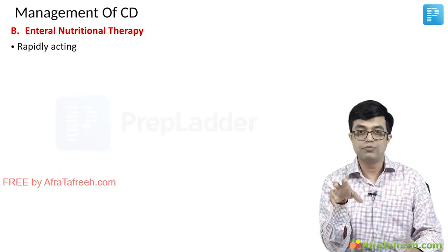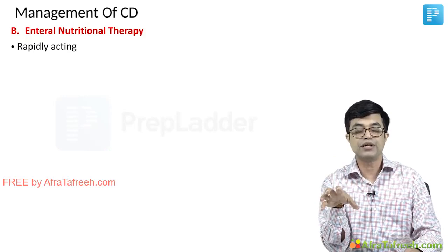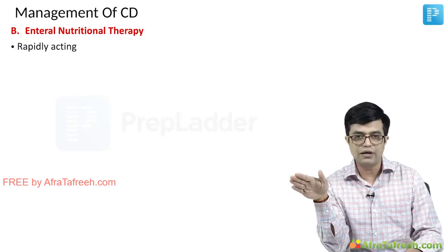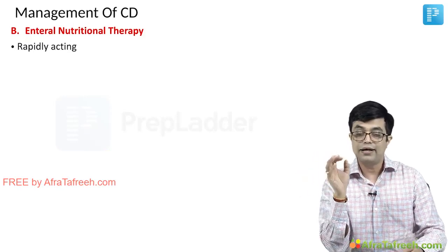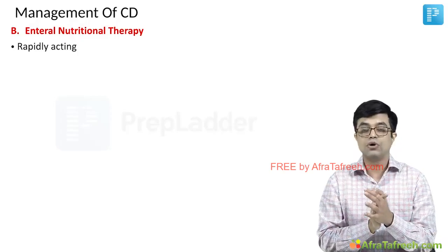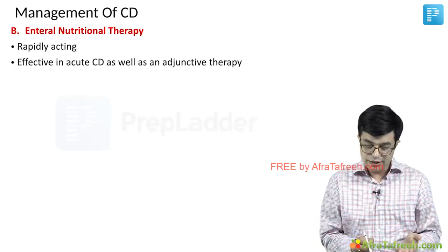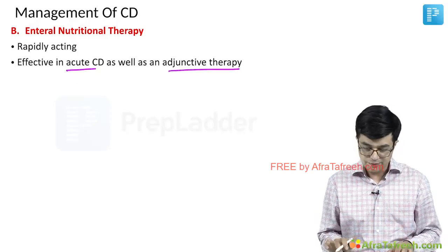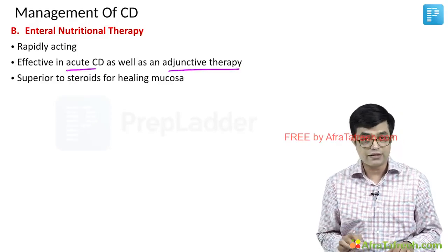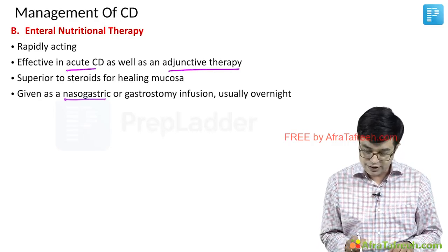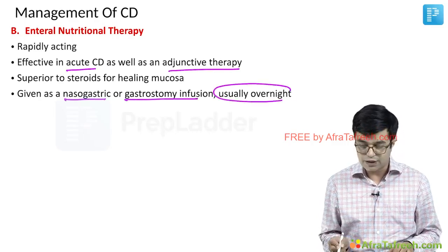That has been shown to be very effective in Crohn's disease patients. It is not found to be effective in ulcerative colitis, but it has an equally efficacious role as steroids. In mucosal healing, it is even better. So, it is effective in acute CD as well as adjunctive therapy, superior to steroids for healing mucosa, as I just told you. It is given as a nasogastric or gastrostomy infusion, usually overnight.